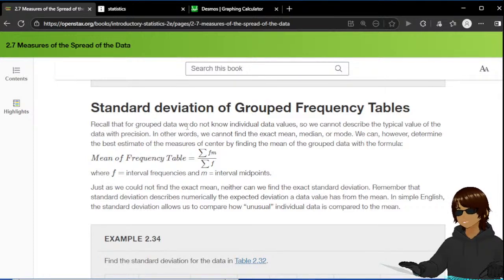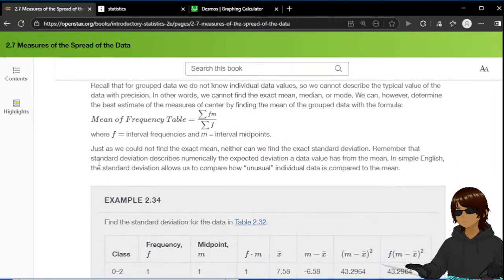Recall that for grouped data, we do not know individual data values. We cannot describe the typical value of the data with precision. In other words, we cannot find the exact mean, median, or mode. We can, however, determine the best estimate of the measures of the center by finding the mean of the grouped data with the formula fm divided by f, the total frequency. Just as we cannot find the exact mean, neither can we find the exact standard deviation. Remember that standard deviation describes numerically the expected deviation a data value has from the mean.